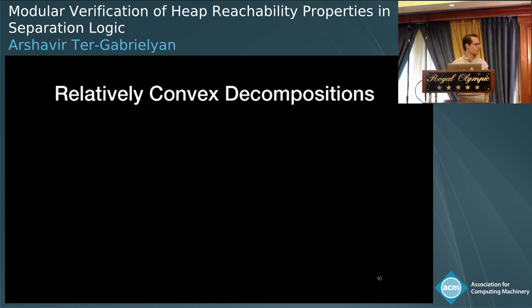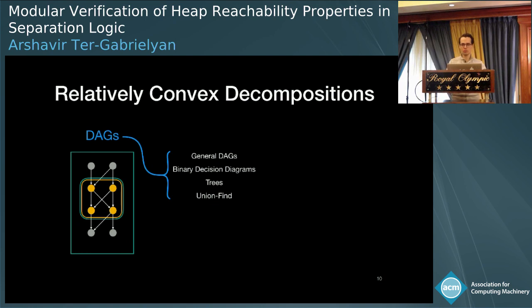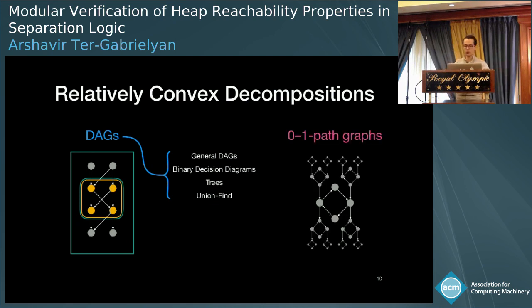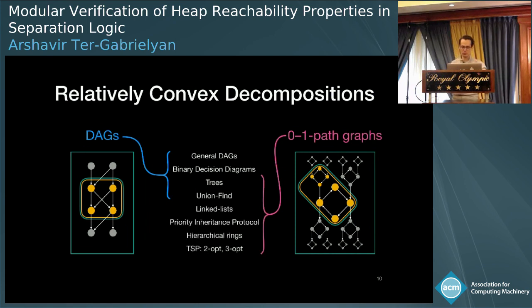Let's talk about expressiveness. Firstly, we support arbitrary directed acyclic graphs and a rich spectrum of relatively convex decompositions for these. We also support a class called 0-1 path graphs, which is defined as structures in which between every pair of nodes there exists a unique path modulo cycles, and we support relatively convex decompositions for this class as well.